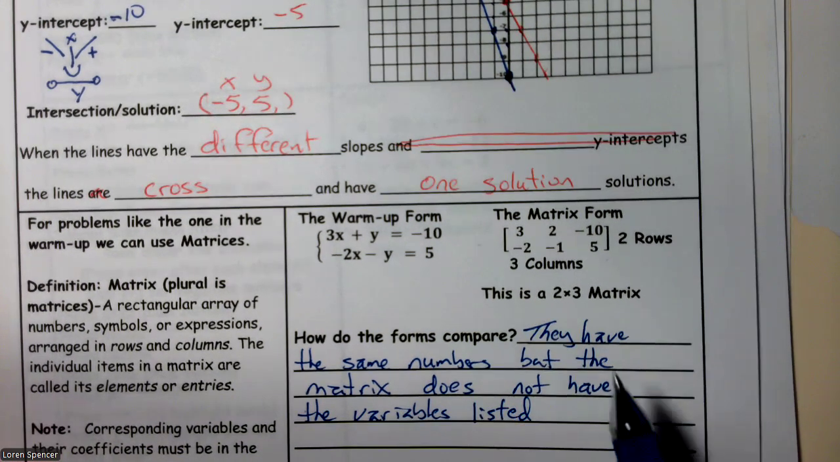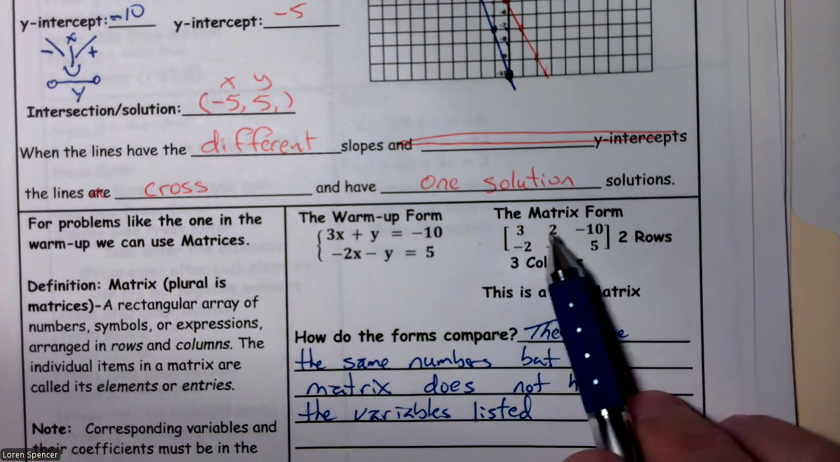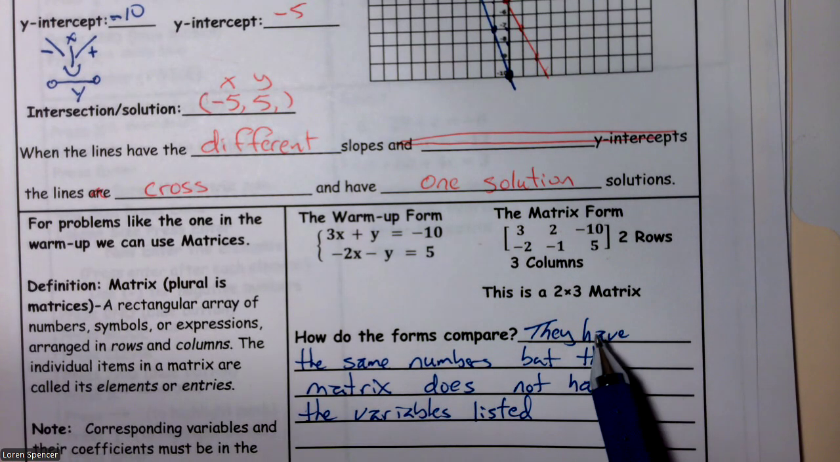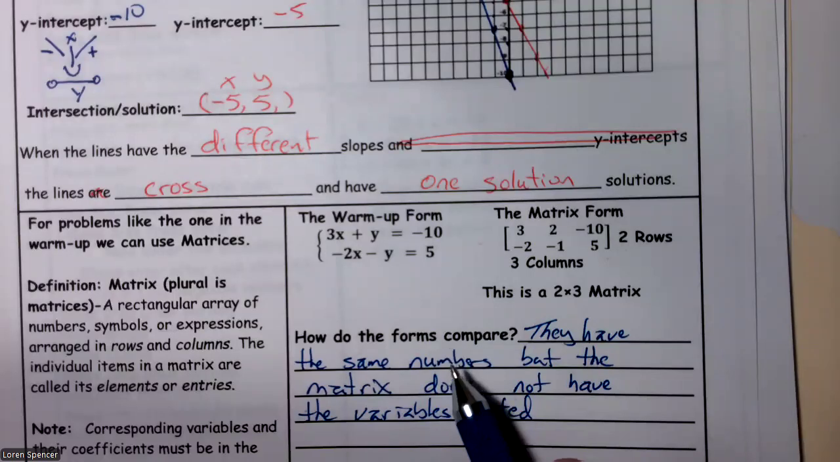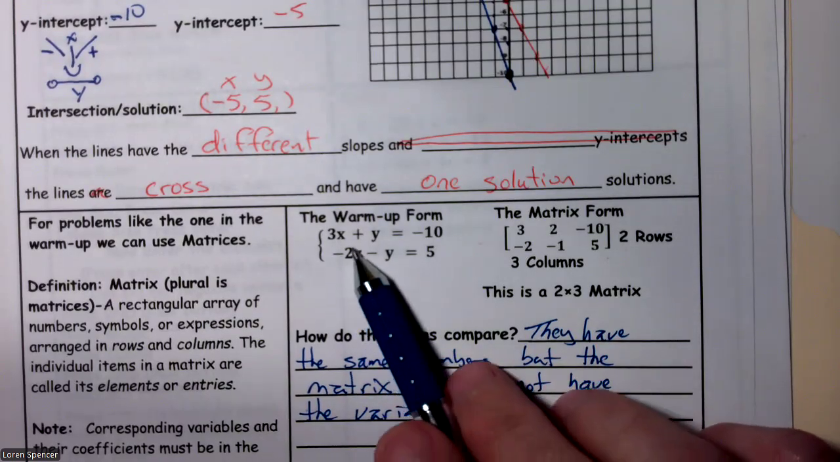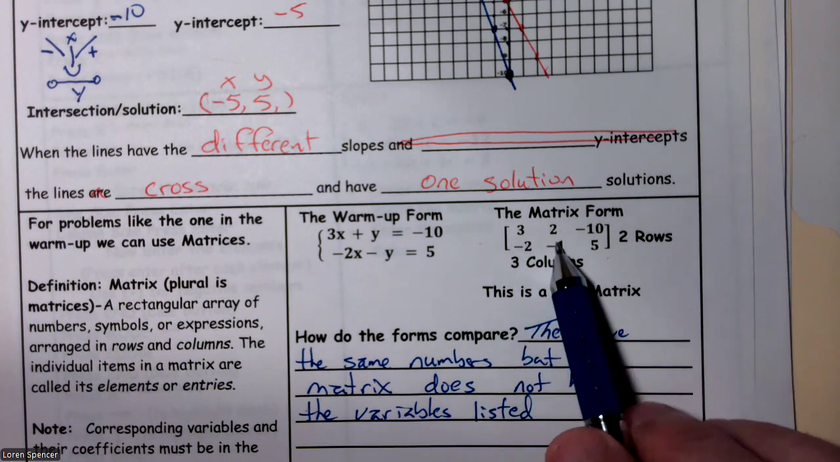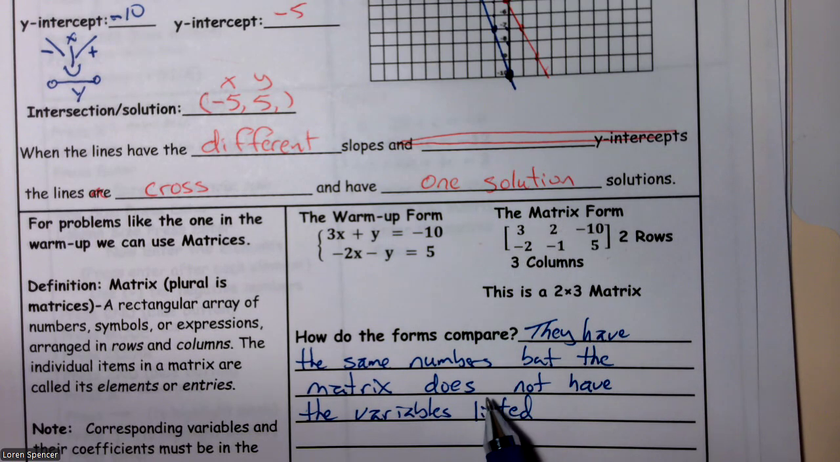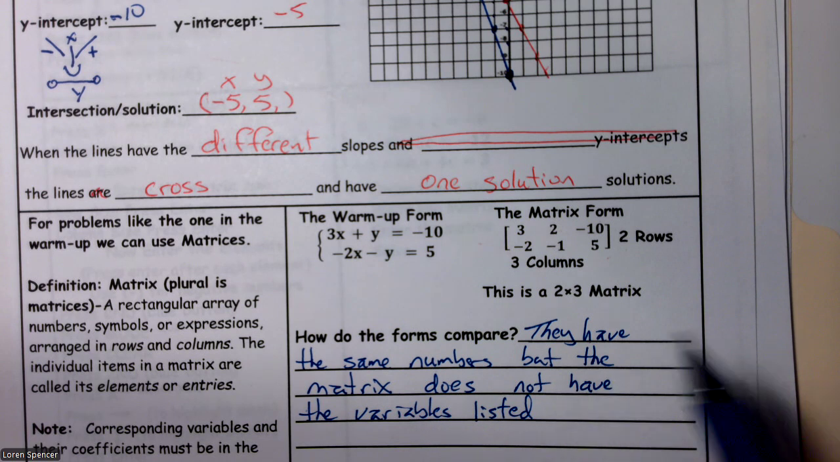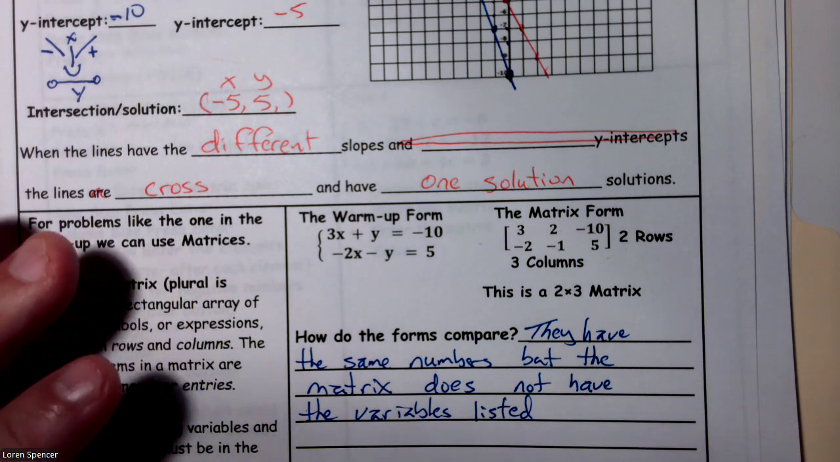Okay. So really, they're the same thing. It has the same constants, the coefficients. So the coefficients and the constants are the same because here are my coefficients, and here are my constants. So the numbers are the same, but the matrix does not have the variables listed. You're like, okay, so it's a weird way of writing it.